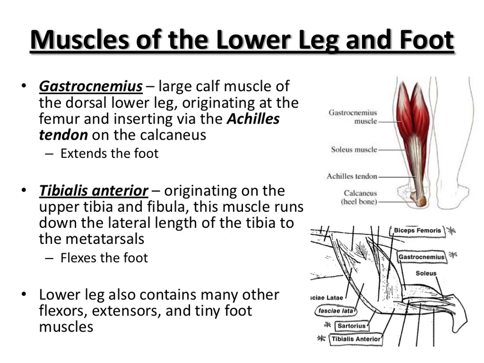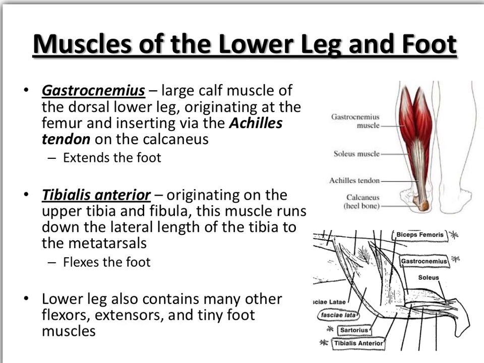This originates up here at the femur, so actually above your knee, and then attaches via the most famous tendon of all, the Achilles tendon, to your calcaneus, or to your heel. The calf muscle is what helps to extend your foot. So if you want to point your toes, the gastrocnemius is contracting, and it causes you to point your toes like that. Now, the kind of opposite muscle, so gastrocnemius is your major extensor for your foot.